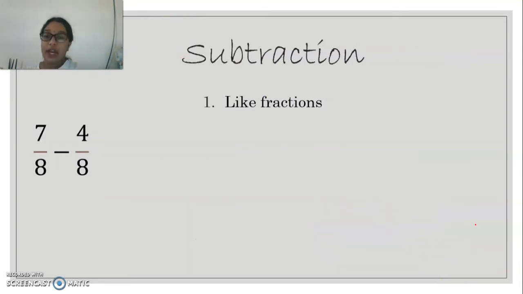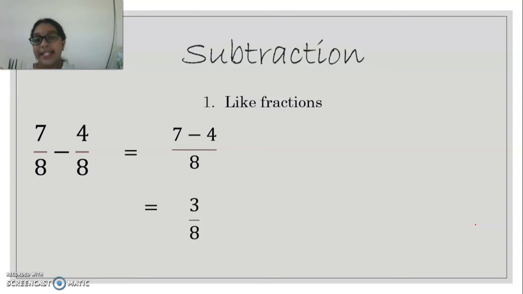For subtraction, same. The denominator is the same. So you just subtract the numerators. If 4 is first and 7 is second, the answer will be negative numbers. So the answer here will be 3 by 8.